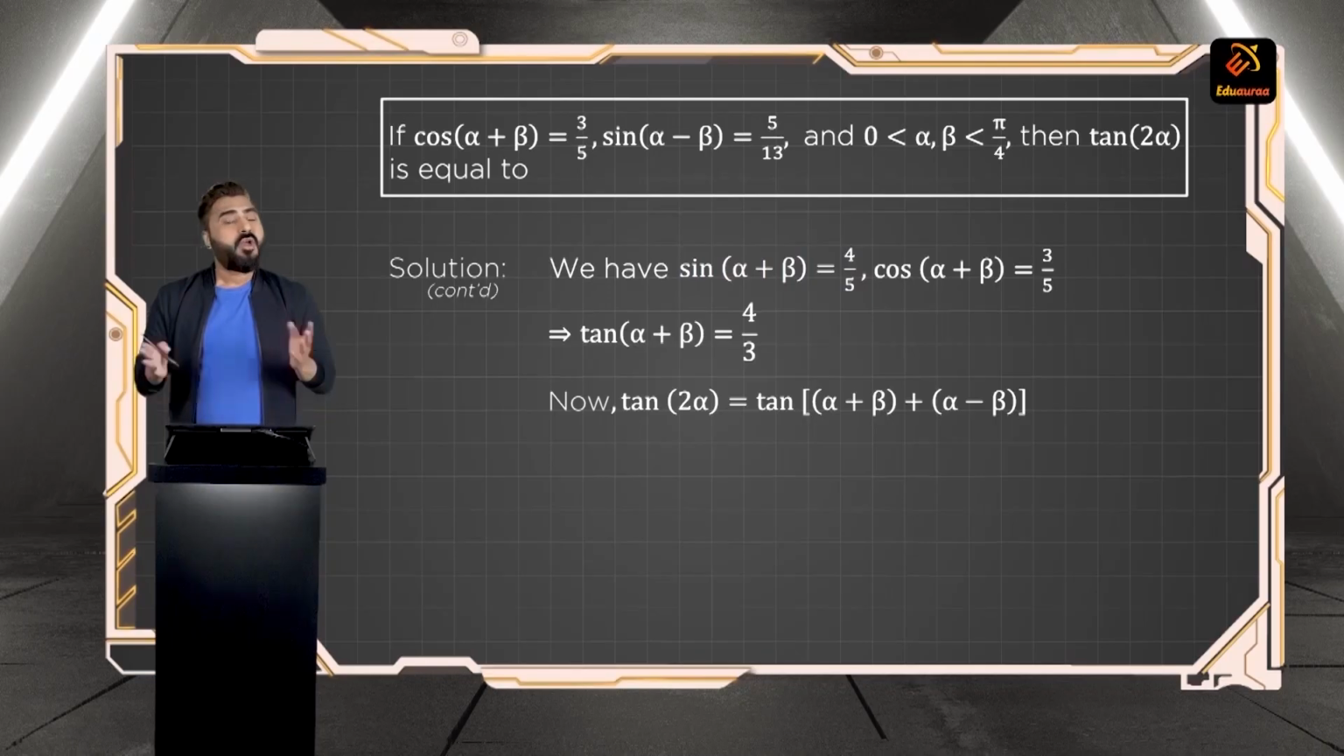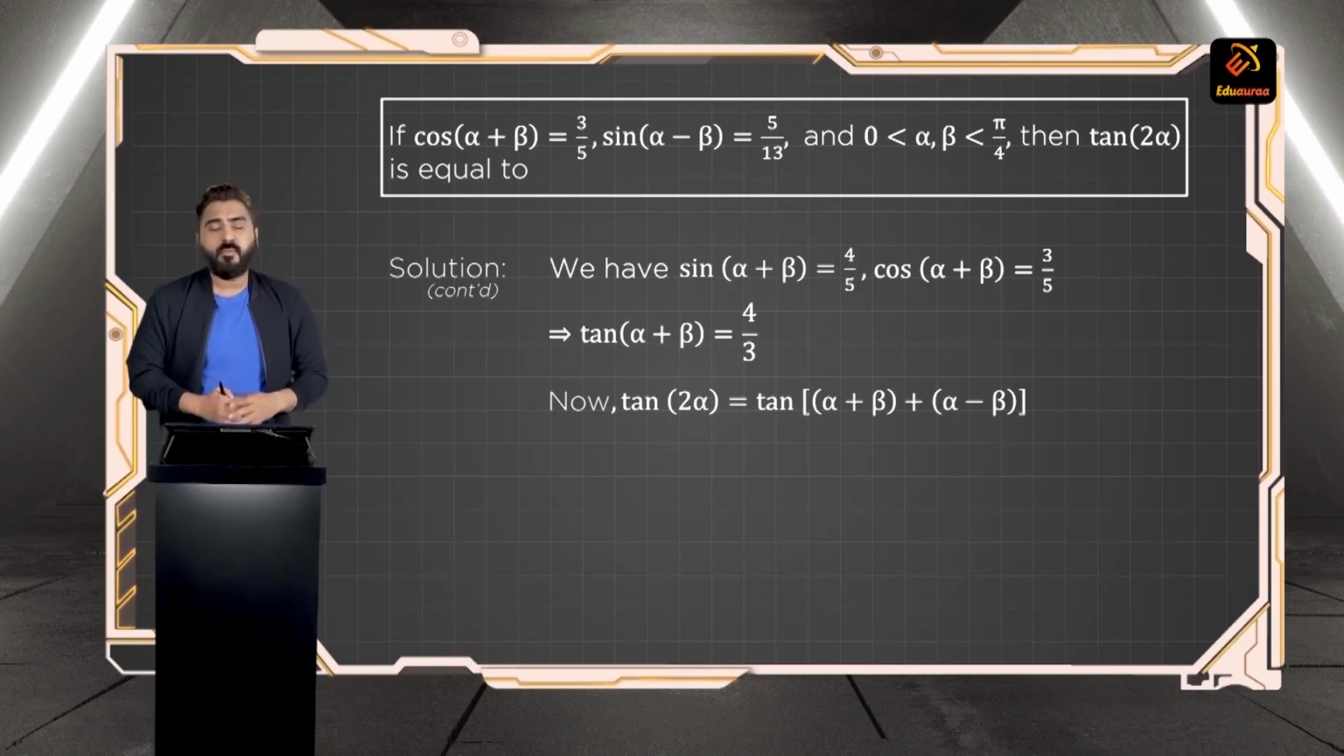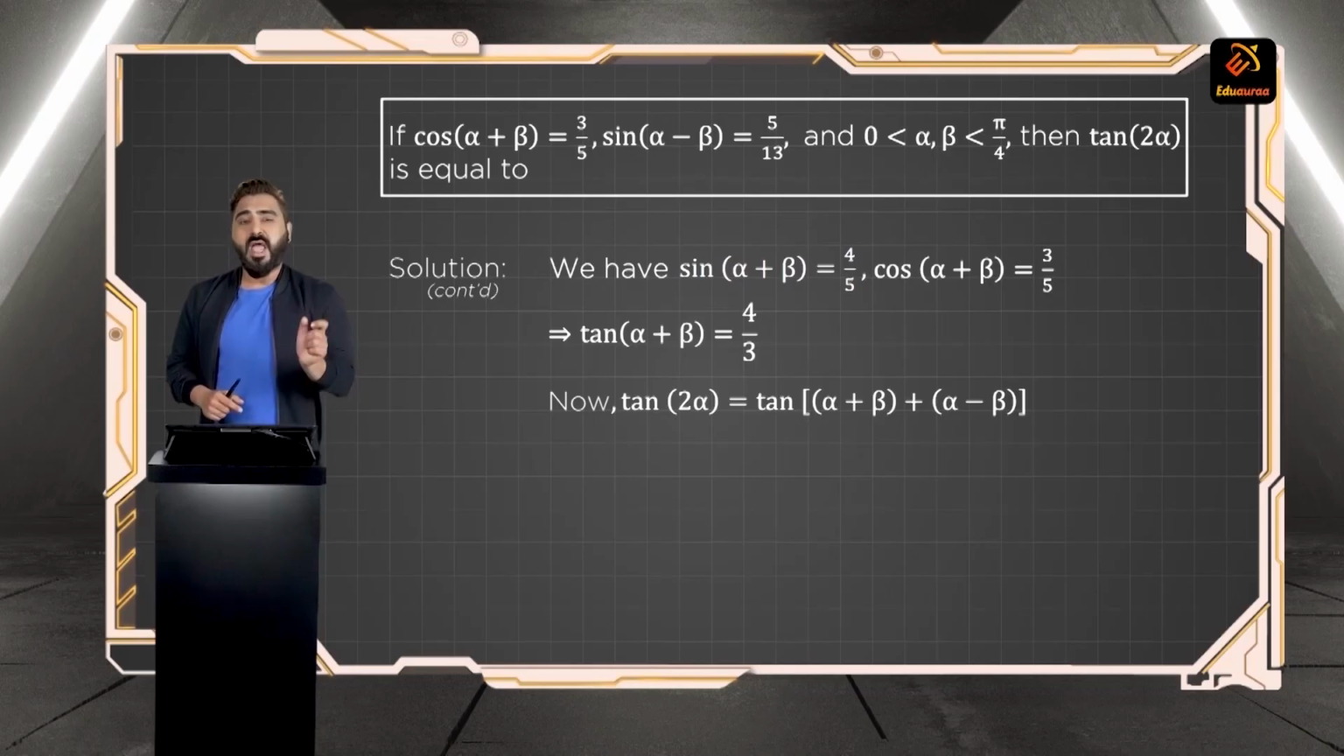Yes students, when we can't change the question, as we have already discussed, we start playing with the question. So we will write this tan 2 alpha as tan of (alpha plus beta plus alpha minus beta). Now if you see properly, this is in which form? This is in your form of tan(A plus B).